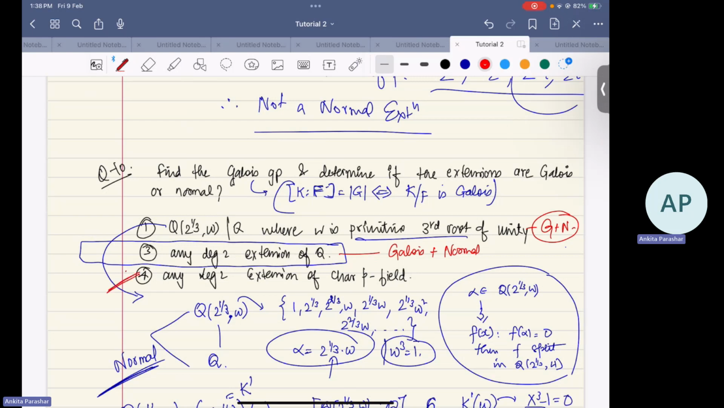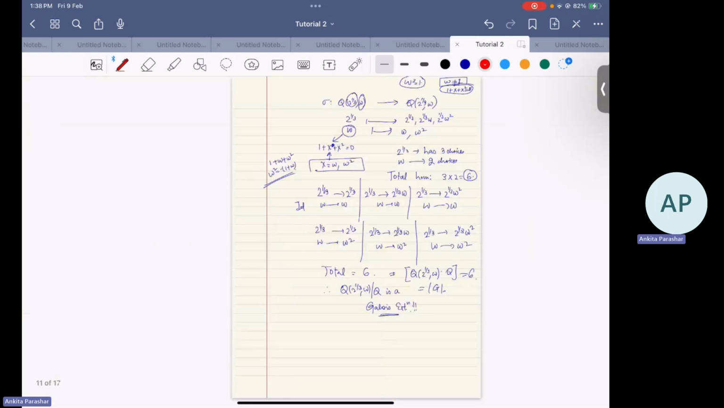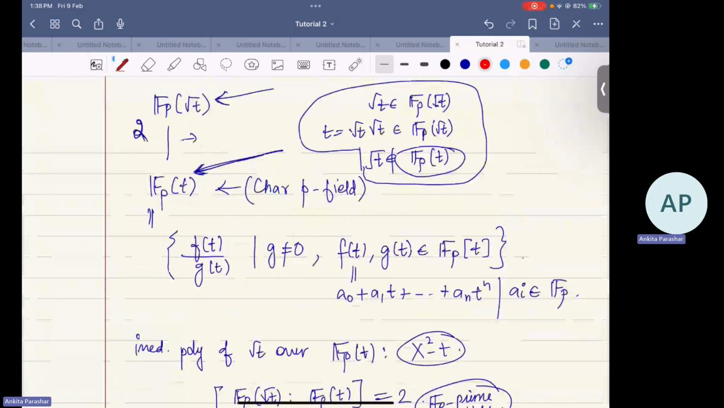What can we say about a degree 2 extension over a characteristic P field? Sorry, not the finite field FP, but any characteristic P field. It was characteristic 0 where the result is true. But can we say a degree 2 extension of a characteristic P field is also Galois and normal? If you think, you will get the answer is no. And if you see, the example is this.